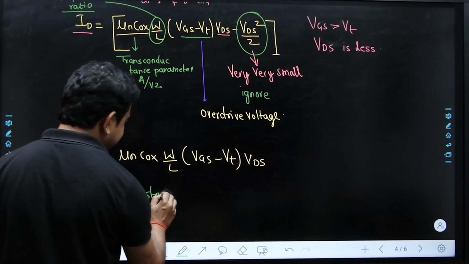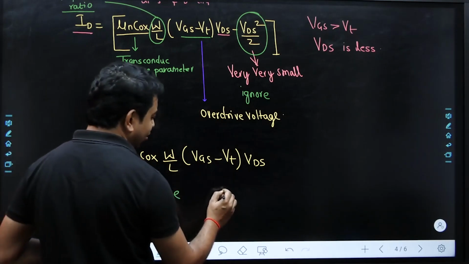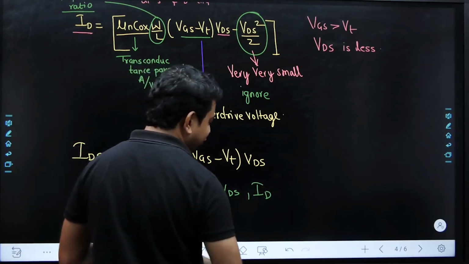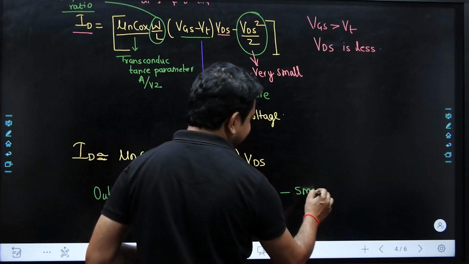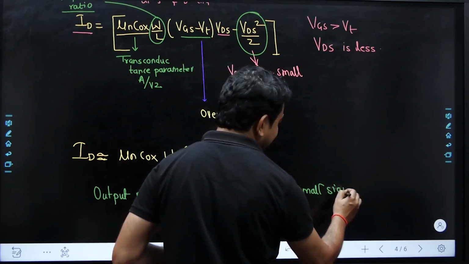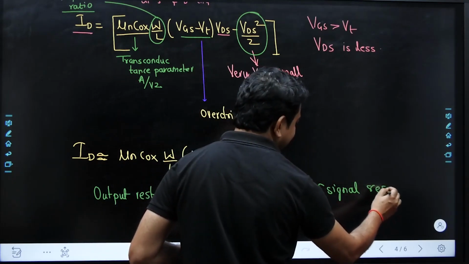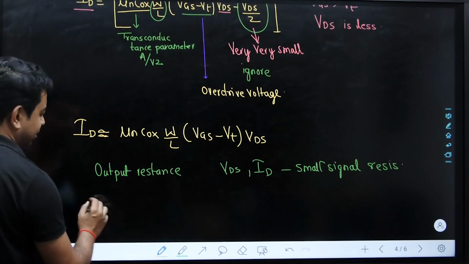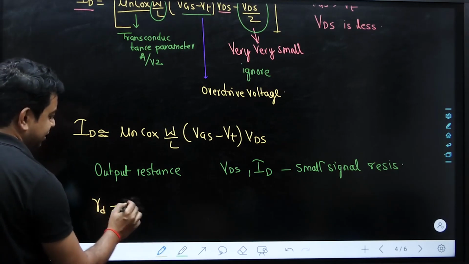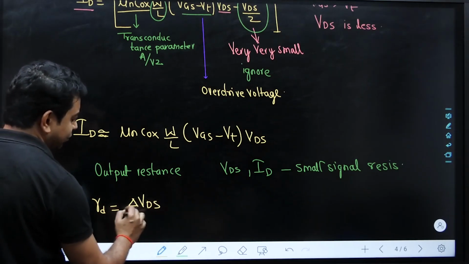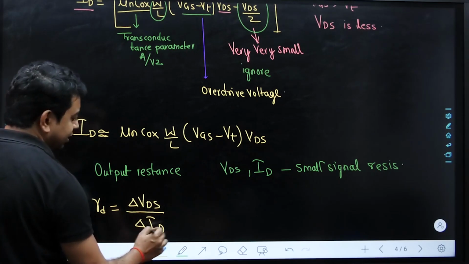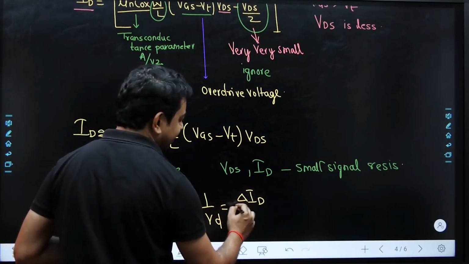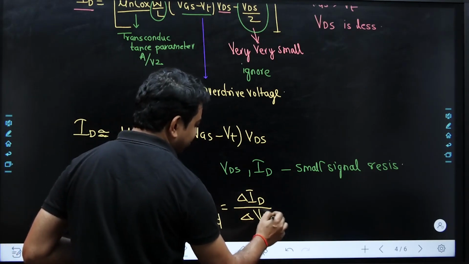So output resistance is always found in between the output voltage, which is given by VDS, and the output current. If you find the small signal resistance, then the output resistance RD can be found by the change in voltage divided by the change in current, or we can say 1 upon RD is the small change in the current divided by the small change in the voltage value VDS.